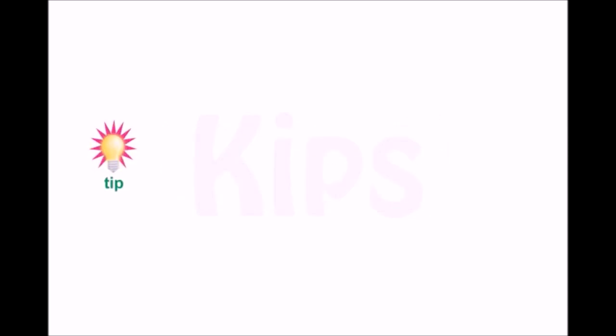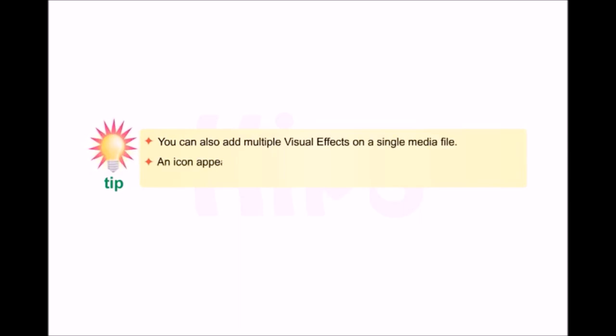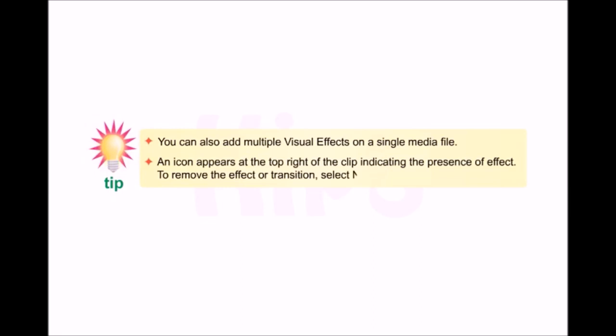Students, now let me share some tips. You can also add multiple visual effects on a single media file. An icon appears at the top right of the clip indicating the presence of an effect. To remove the effect or transition, select the None option from the list of effects.